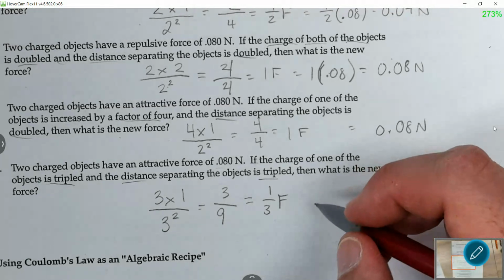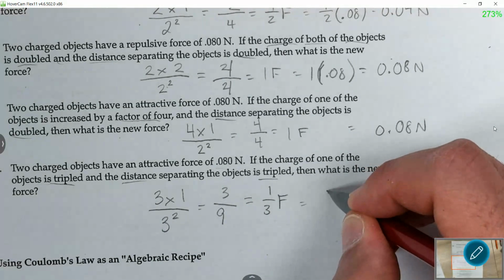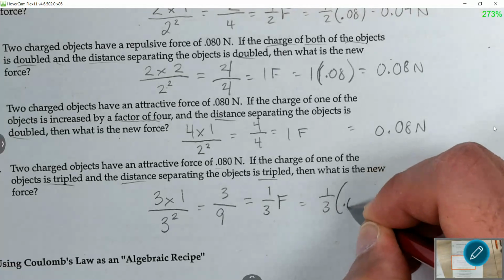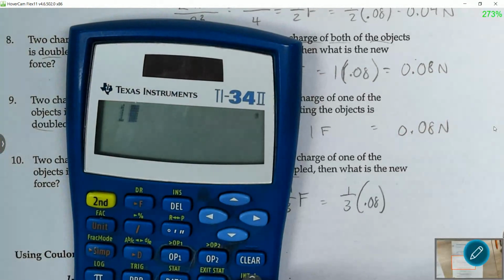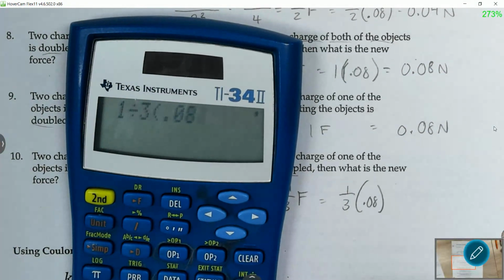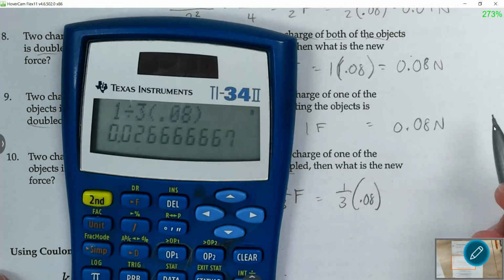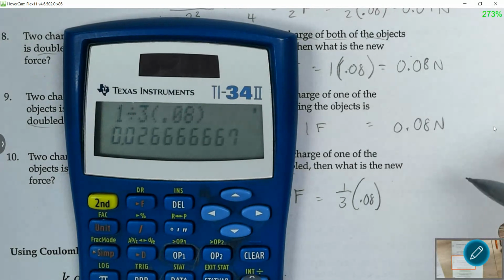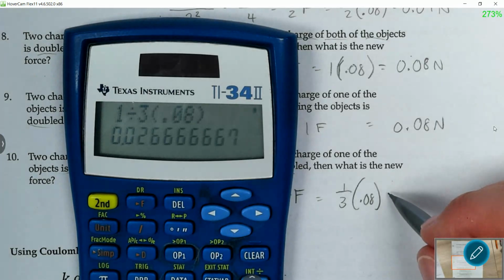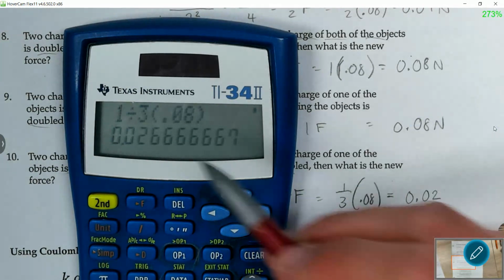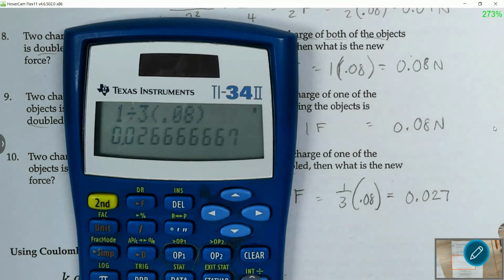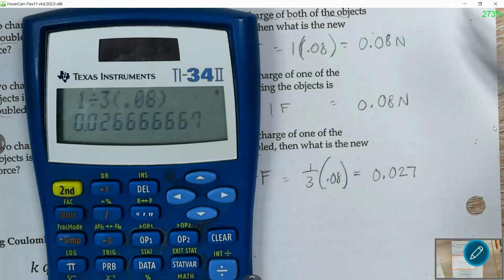So if we do that into our calculator, 1 divided by 3 times 0.08, we come out with 0.02666666 repeating. So we'll cut it off at 2 decimals, so 0.026, but we can round that to a 7. If we round that to 2 non-zero decimals, there it is, 0.027 newtons.